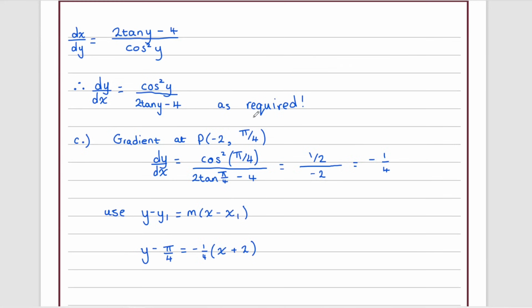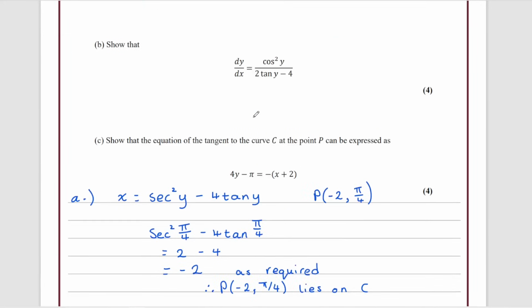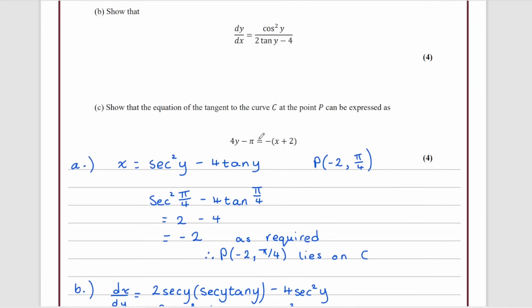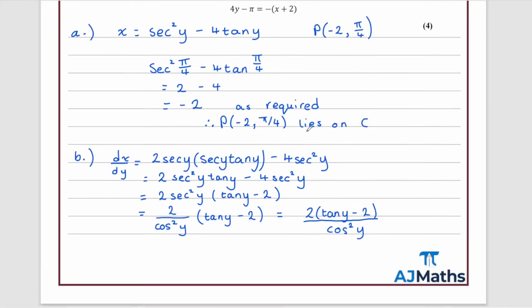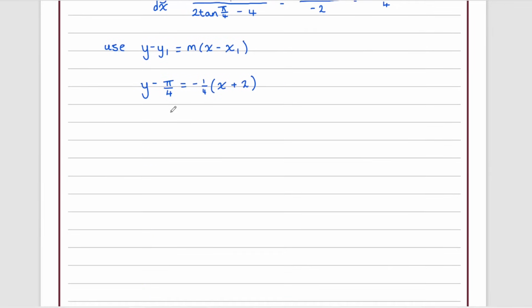Now, because I want it in this form here, so let me just go back up. I want it in this form here: 4y minus pi is equal to minus x plus 2. So rather than having this as a fraction here, say pi over 4, I'm just going to start by timesing through by 4 here. Okay. So I get rid of this fraction here as well. I'm going to get 4y minus pi is equal to minus bracket x plus 2.